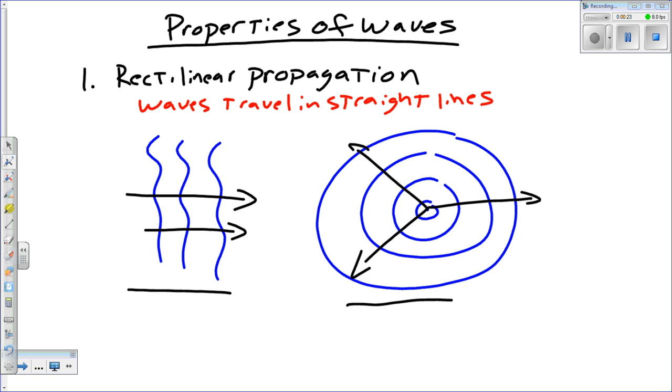For linear waves, it's pretty obvious. Those waves move in a straight line. Circular waves, if you think about it, every circle is an infinite number of straight lines going out in all directions. So it doesn't matter if it's a linear or a circular wave, all of those waves are traveling in straight lines. Okay.